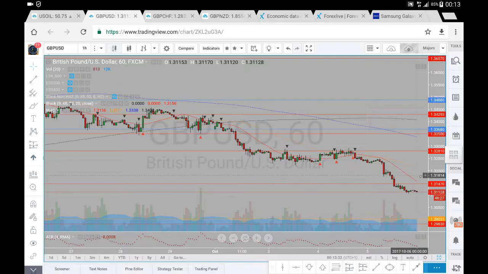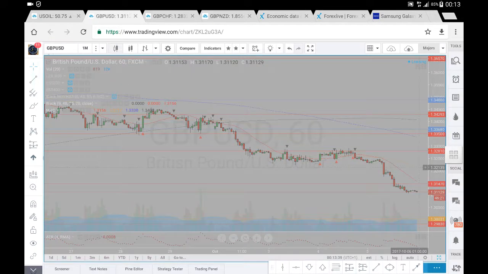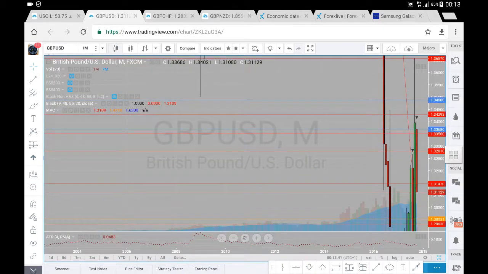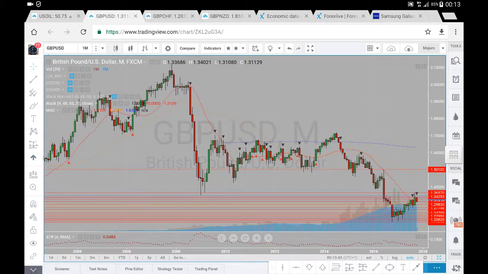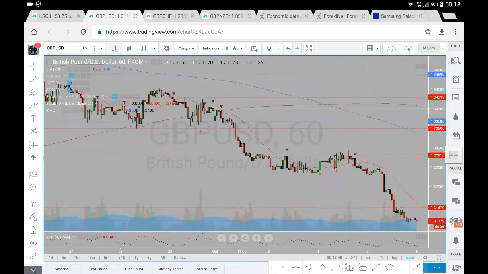So I've highlighted levels I'm looking for on the pound USD. And let's just have a look to see if there's anything on the higher time frames. No, I've already mentioned those on the higher time frames. So that should pretty much wrap up the pound USD.